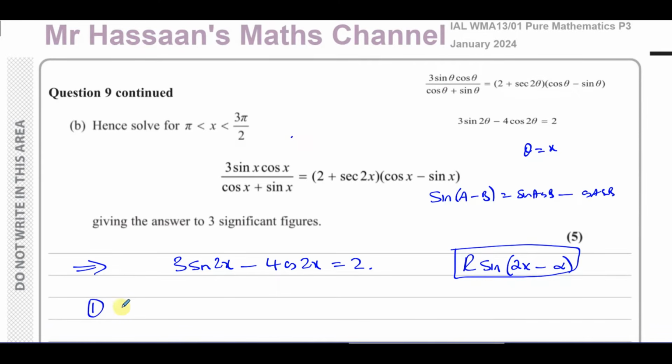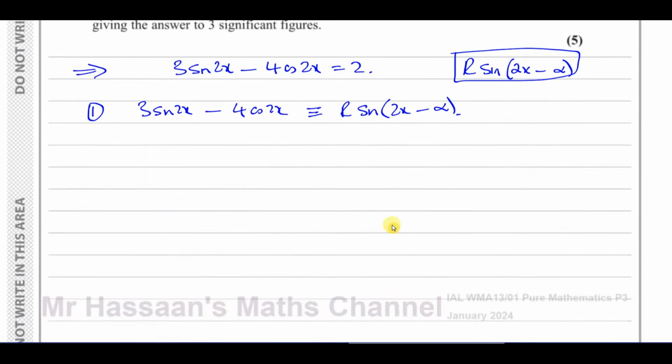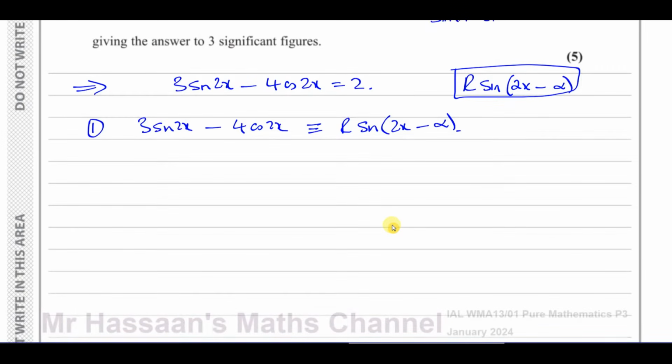Okay, so first step, I'm going to take 3 sine of 2x minus 4 cosine of 2x, and I'm going to write it in the form r sine of (2x minus alpha). Normally in these types of questions, they say write this in that form. In this question, they didn't tell us. And there are some alternative methods also to solve this equation, which I will go through, hopefully at the end of the video. We'll see how I feel. Anyway, let's just sort this out now.